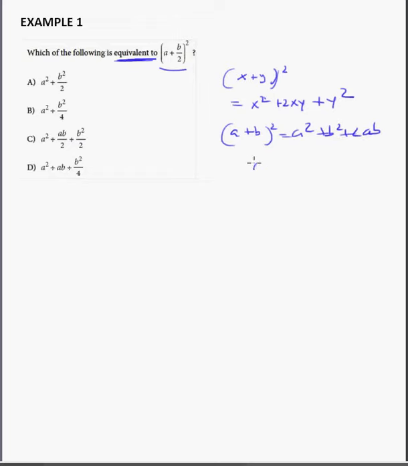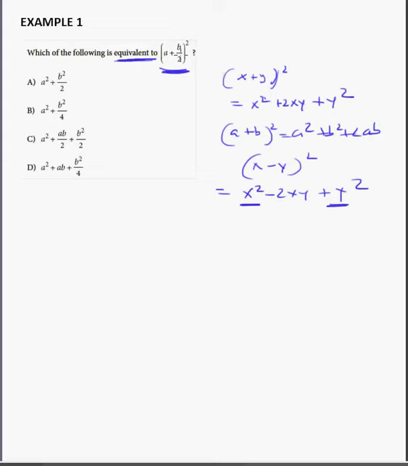If I have a minus b, x minus y, all squared, it's always going to be equal to x squared minus 2xy plus y squared. Notice this is positive even though this sign is here. So this is how this works, and this problem is just testing you.